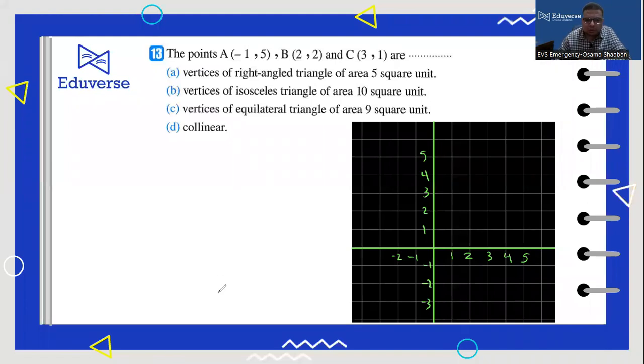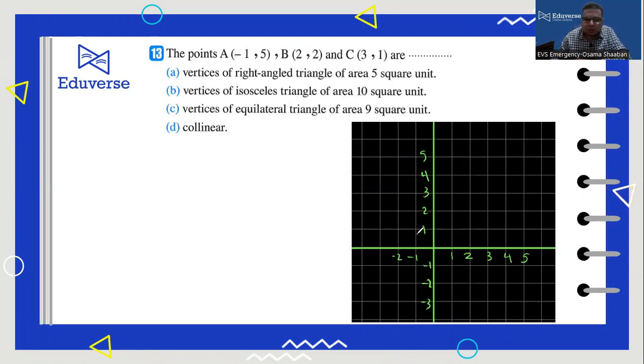Here in this question, to answer: the points A, B and C are vertices of a right angle triangle with area 5, or an isosceles triangle with area 10, or vertices of an equilateral triangle with area 9, or collinear. This will take time from you to solve for each case. So you can draw, it is easier for you.